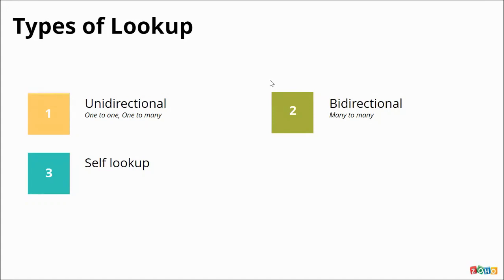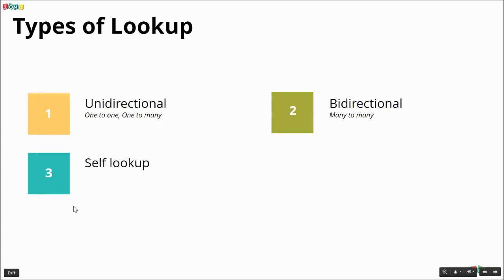Coming to the unidirectional type. So here the flow of data will be in one direction, and the control will be in one form where you're adding the lookup. So one-to-one and one-to-many fall under the unidirectional category. Coming to the bidirectional lookup category. So here the flow of data would be in both directions. That is, you would have control in both the forms that you're adding the lookup, and you would also have the mutual interaction between both the forms.